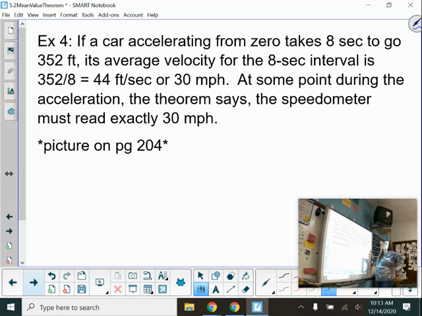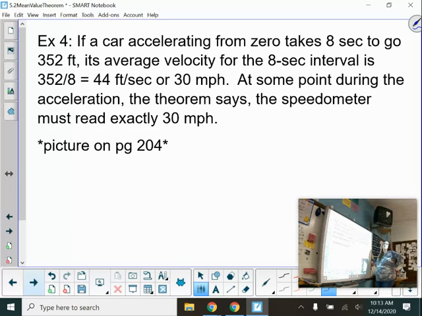But for this one, 352 divided by 8, 30 is your average. So even if you end up going 40 or 50, there was some place where your speed had to be 30 miles per hour. And that's what the mean value theorem says. Whatever the average rate was. So for example, here's a better one.